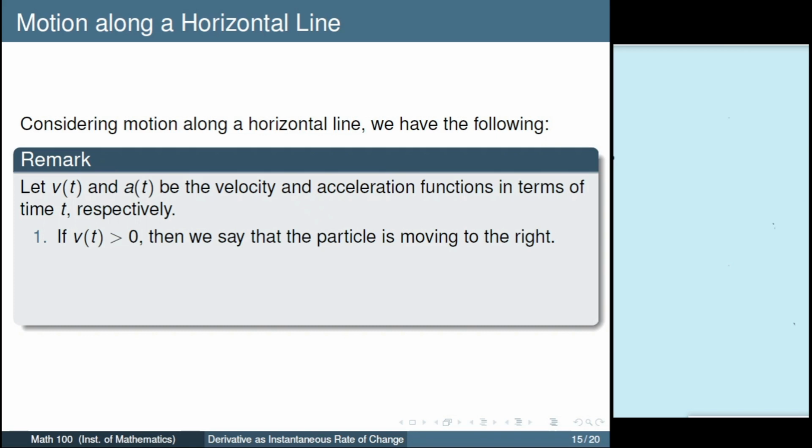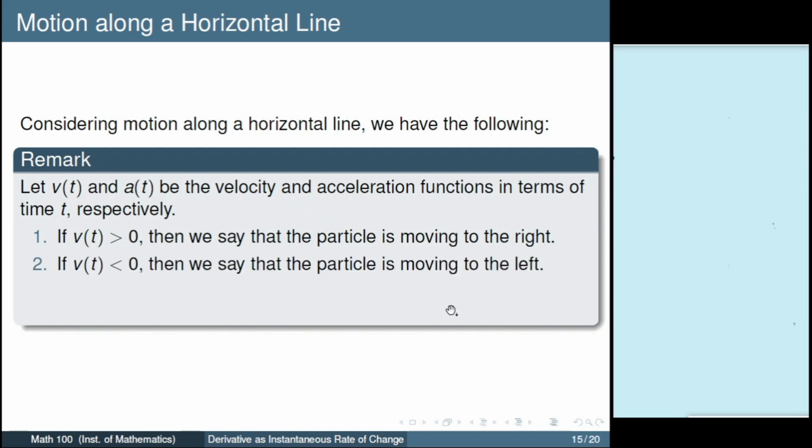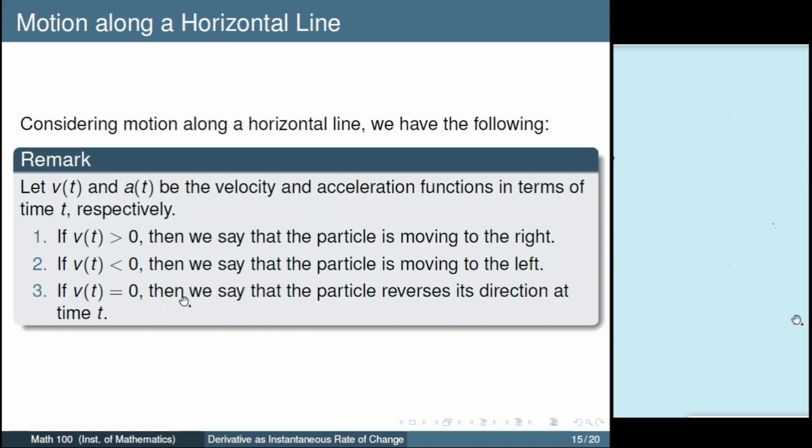And now we have this remark. So, we're considering a motion along a horizontal line. Maaari nating malaman yung direction ng inyong object based on the sign of its velocity, at kung yung object ay nag-speed up or nag-slow down based on the signs of your velocity and acceleration function. Okay, we have the following. If your v of t is positive, then we say that the particle is moving to the right. And if v of t is less than 0, then the particle is moving to the left. And if v of t equals 0, then this is the moment when your particle reverses its direction at time t.